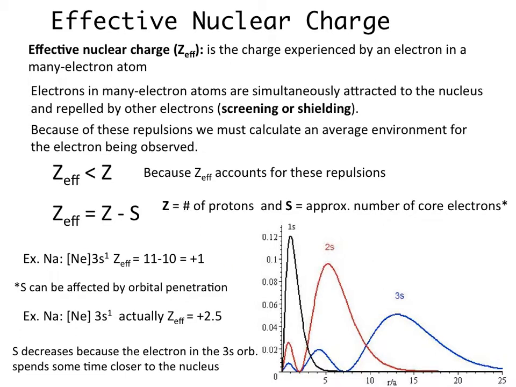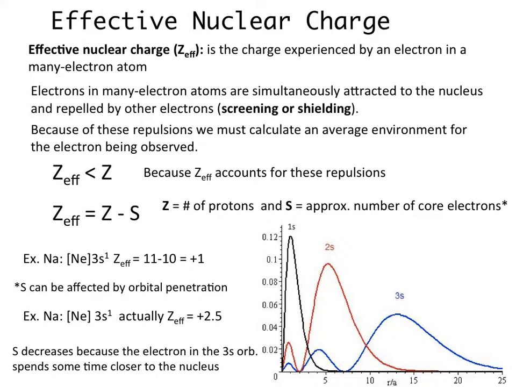So how would we calculate the effective nuclear charge for sodium? We know that sodium has 11 protons because its atomic number is 11. We know that it has one valence electron, and the number of electrons and protons needs to be equal in a neutral element. So 10 of those electrons are core electrons, which is why our S value is 10. We subtract these two, and our effective nuclear charge is therefore +1 for sodium.